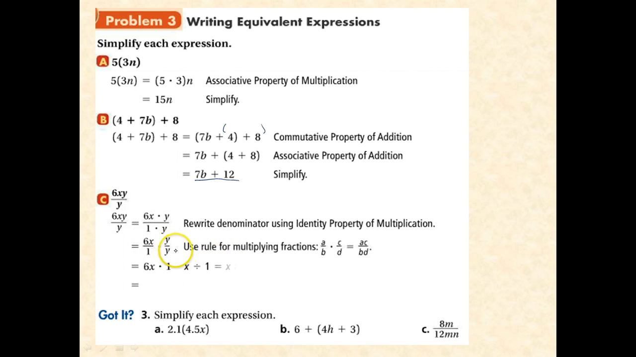So how do I know? Let's see. 6x divided by 1 is 6x, and y divided by y is 1. So 6x over 1 is 6x, and y over y is 1. Then I can use the identity property of multiplication to say that 6x times 1 is 6x. Alright, pause and simplify. Then push play when you got them. Let's do this.